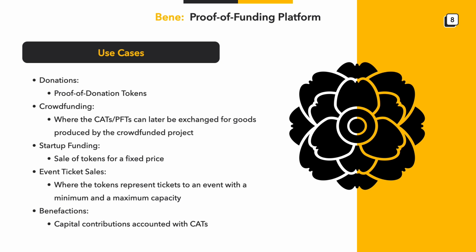And the original use case that made us develop this platform is this use case of benefactions, right, that we have in the stable order. This idea that we are working together and contributing to our projects, and these contributions may be both in the form of labor and capital, and both of these types of contributions are treated equally, and they both receive tokens to account for their contributions.